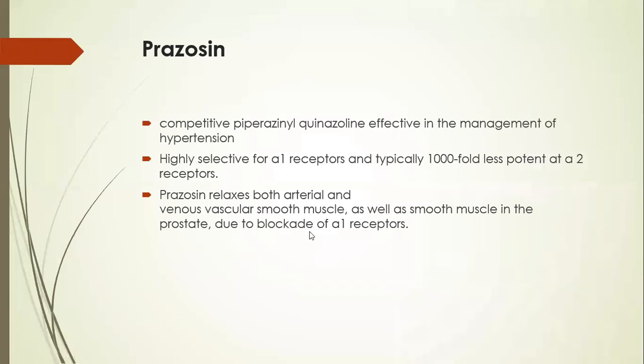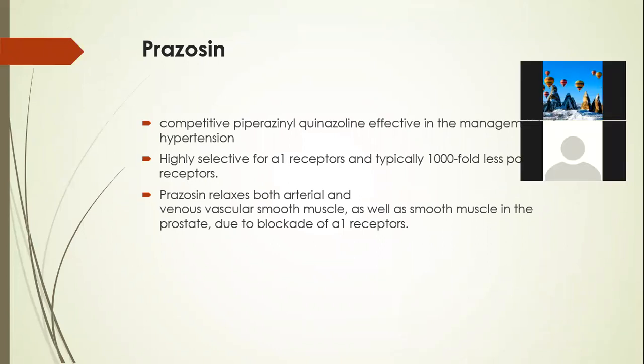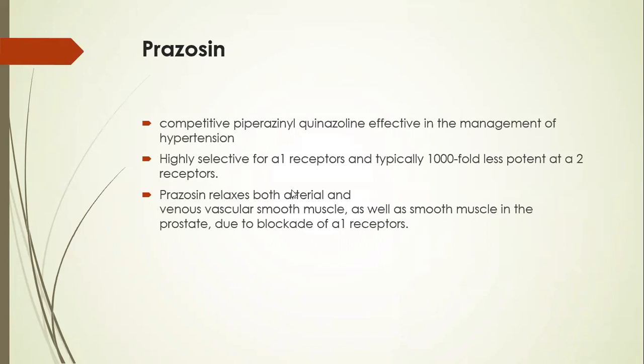Now let's continue here. Prazosin relaxes both arterial and venous vascular smooth muscle, as well as smooth muscle in the prostate, due to blockade of alpha 1 receptors. Alpha 1 receptors are also located in the muscles of the prostate. So when there is a blockade of alpha 1 receptors, patients can pass urine easily, because their muscles will not be contracted.